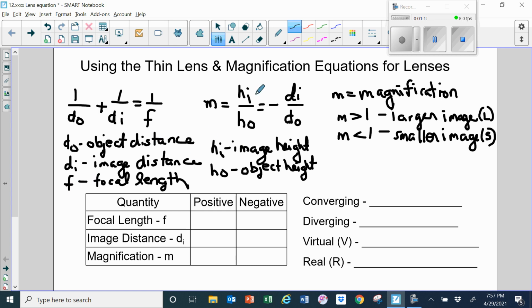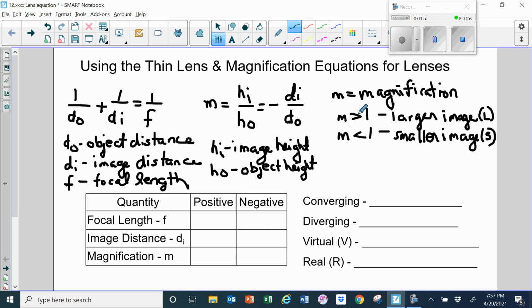The second equation here is the magnification equation. There's two of them really here, kind of combined. One is that the magnification m is equal to the ratio of the height of the image divided by the height of the object, which is kind of what you might expect. The other one, which isn't so intuitive, is that it's also equal to negative the image distance divided by the object distance. And m is the magnification.